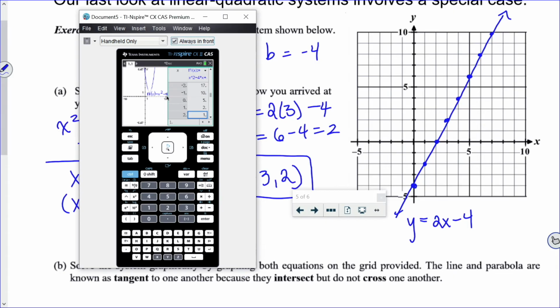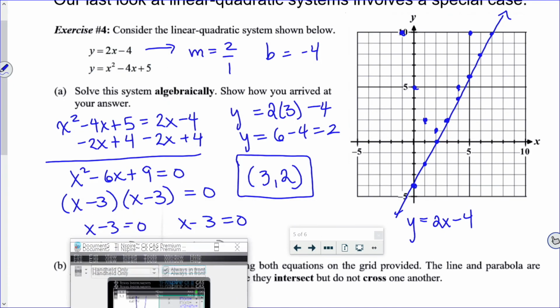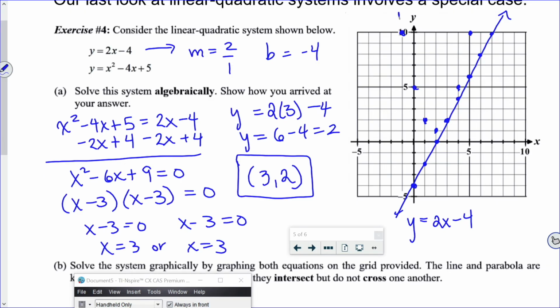So I've got -1, 10. I've got 0, 5, 1, 2, 2, 1, 3, 2, 4, 5, and 5, 10. All right. Let me just move this down here, move this out of the way. So now I'm going to graph my parabola. All right, not the prettiest thing, but it'll do.